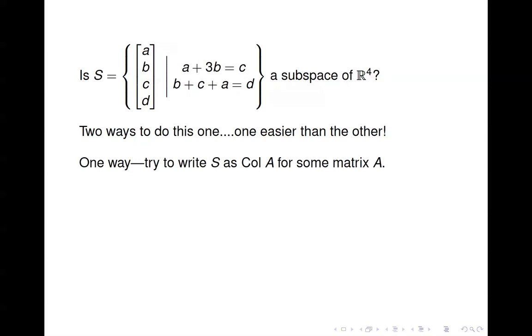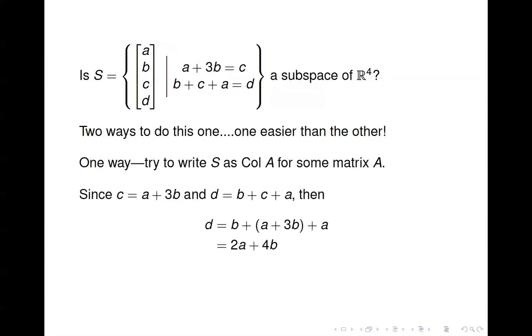We're going to try to write S as the column space of some matrix A. So we need to figure out what A would be. We're going to simplify things a little bit. Instead of C here, we're just going to substitute A plus 3B. And then instead of D, we're going to substitute A plus B plus C, but we're going to plug in what C is since we've gotten rid of C.